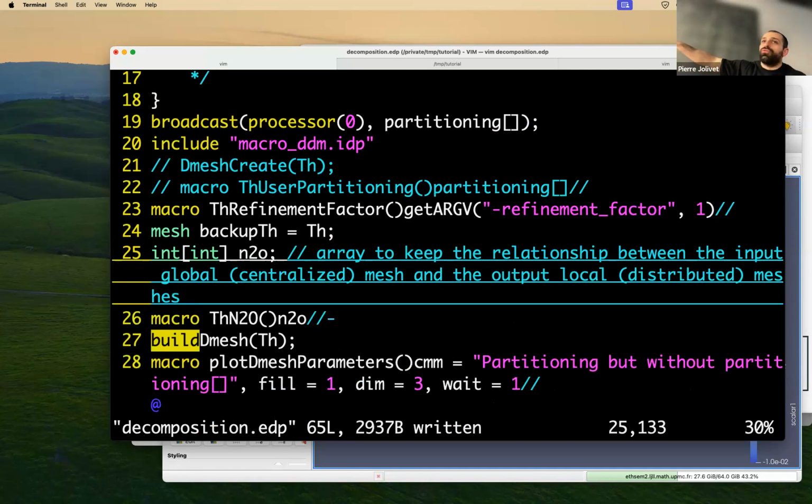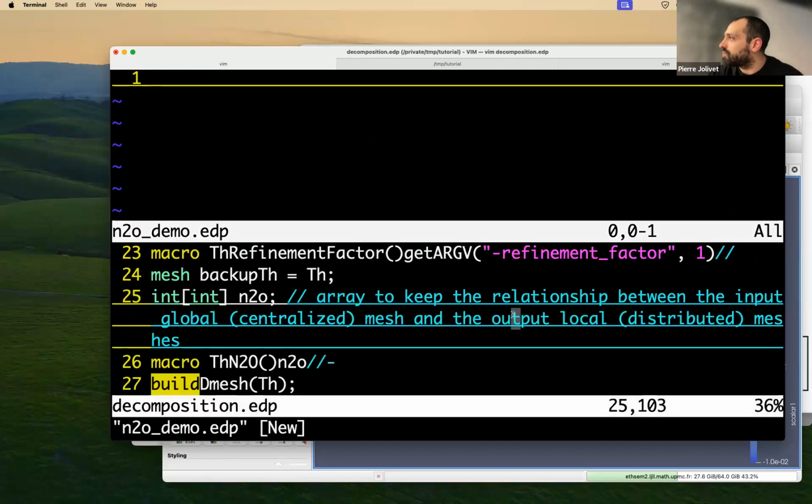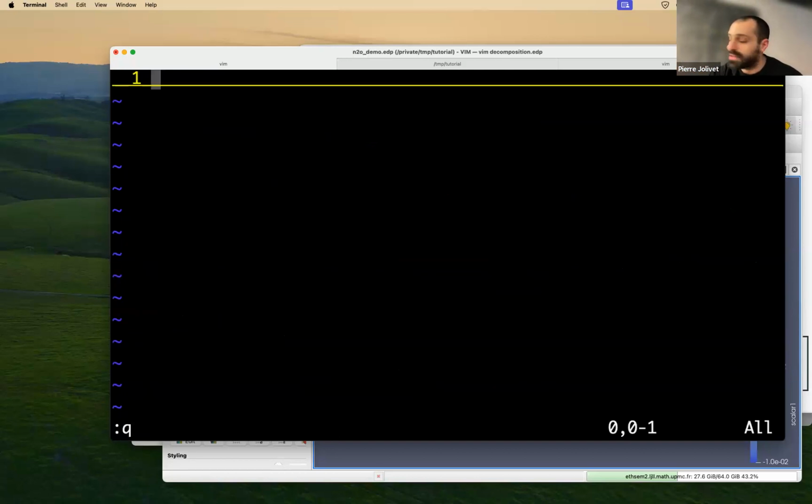Okay, so even if you don't do any sort of parallel computing, the N2O parameter is actually really useful. For example, if you do multi-physics. So I will just forget about this script for a couple of minutes, and I will go back to a sequential script that everyone can run on their machine to show you what the N2O value is and why the macro is called THN2O. Okay, so N2O demo.edp. Okay, so for now, I just shut down decomposition.edp.